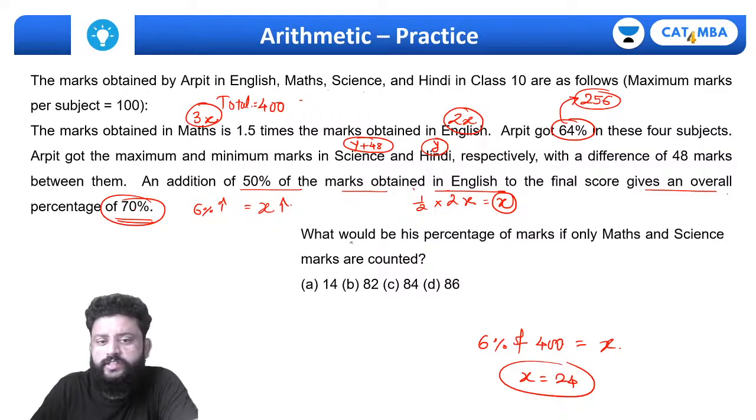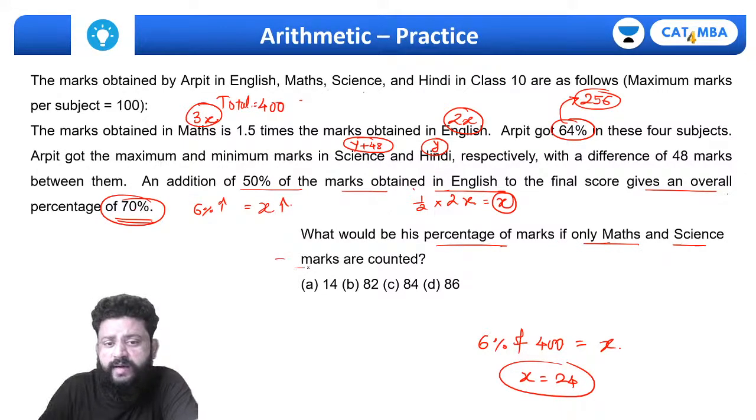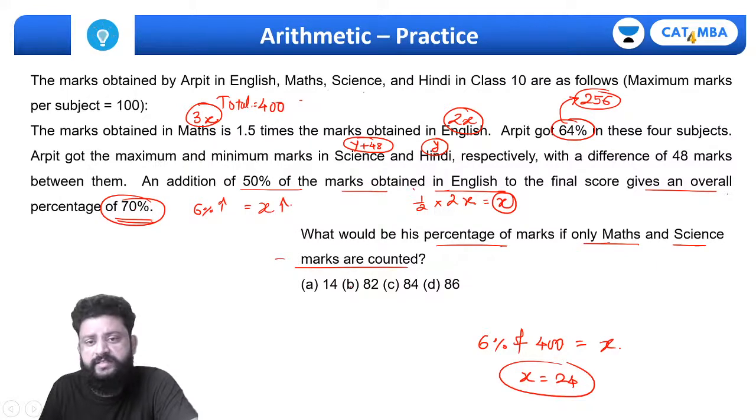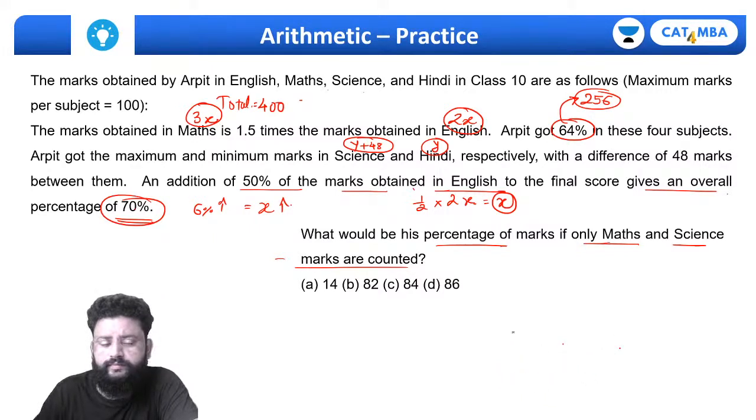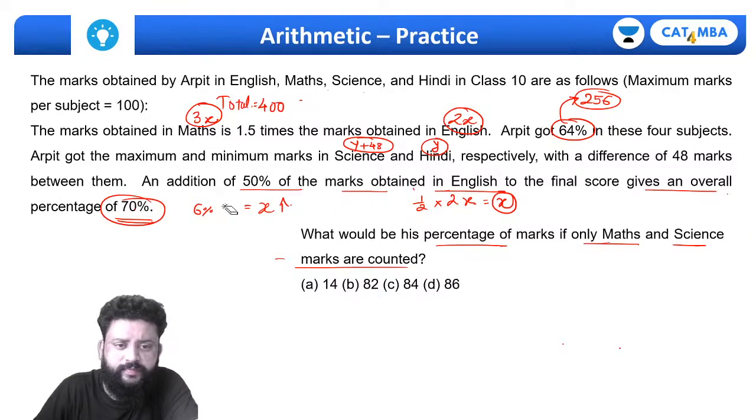Okay, now let's look at the question. What is the percentage marks if only maths and science marks are counted? Maths and science. Okay, so we have to calculate it first. Let's understand. So we got x as 24. I'll just write here 6% of 400 is x. So I got x as 24.